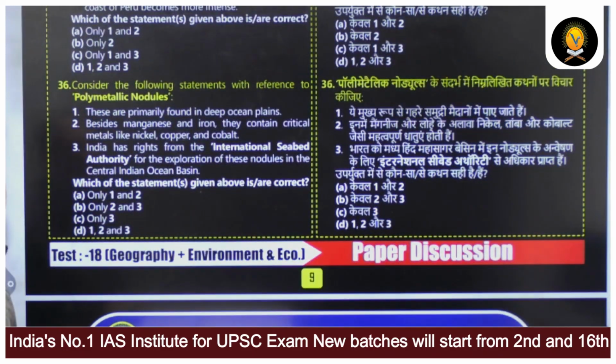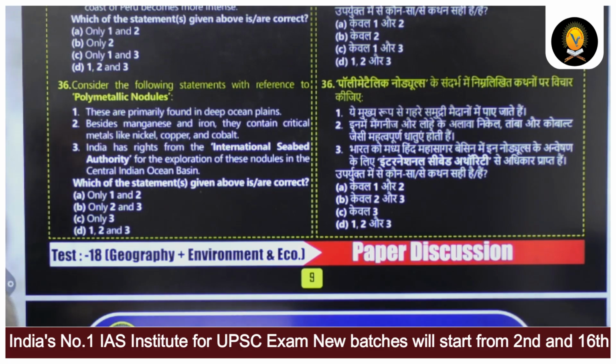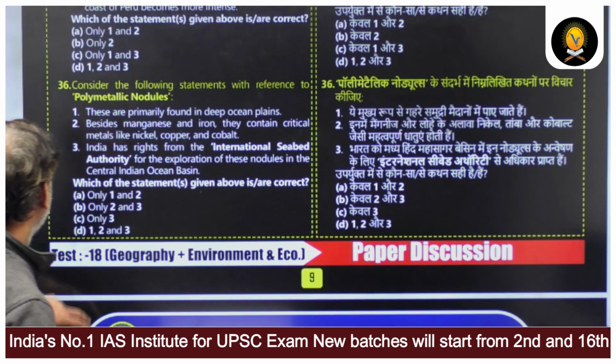Consider the following statements with reference to polymetallic nodules. These are primarily found in deep ocean plains. Correct. Besides manganese and iron, they contain critical metals like nickel, copper and cobalt. Yes. India has rights from the International Seabed Authority for exploration of these nodules in the Central Indian Ocean basin. Correct. All three are correct.